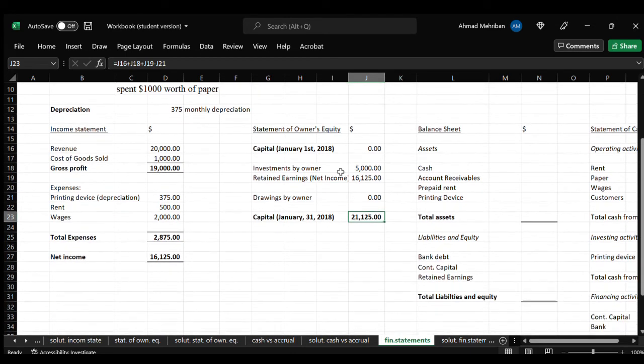And you can now see that the statement of owner's equity and the income statement are actually linked, at least by looking at these two numbers. And I could even color code it for you, so that you can realize that these two numbers are linked and these two statements are very closely connected.